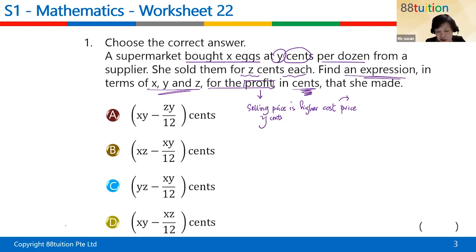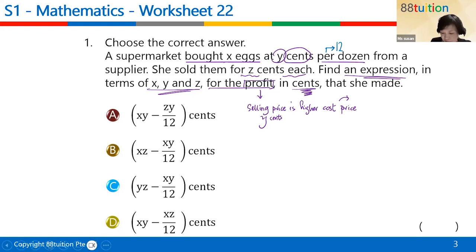First things first, the first vocabulary is per dozen. Who can tell me, in your chat function, what do you understand from the word dozen? Come on, chat function. Wow, that's fast. Thank you. Yes, thank you, Yijie. Thank you, Haoyang. Nadia, thank you. Yeah, very good. At one look, you know it is the number 12. And this is 12 for Y cents.